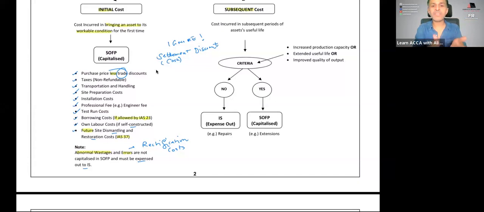After it's been installed, I must test it, so test runs cost. If money was borrowed and the money has been used to construct that plant, the interest cost can be capitalized, being part of the cost of the plant, as long as IAS 23 allows. Future site dismantling and restoration costs will even be capitalized. This way, you should remember this. No better way to remember it except this whole example. Try to create the whole story in your mind, and then remembering all of those points will become an easy job.